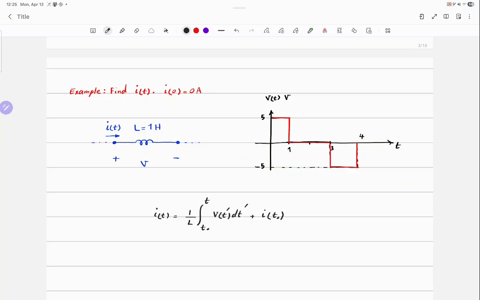Now, let's simplify this. The value of L is 1, so 1 over 1. What should I consider as my t naught? Sorry? 0 second. So 0 to t. Or let's actually do it, let's write it like that. Let's, for now, write it as t naught.